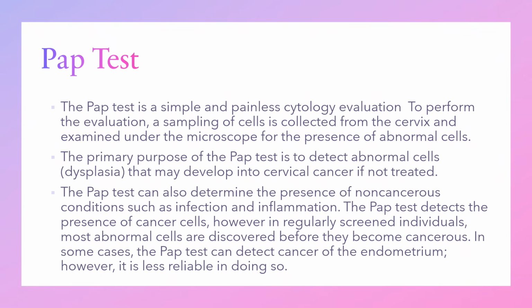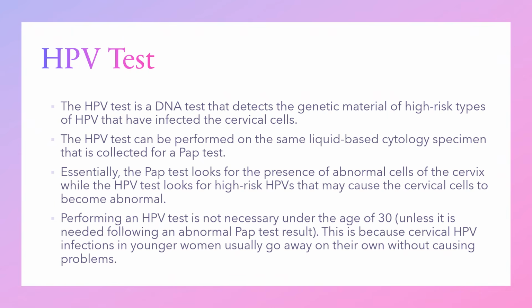The Pap test can also determine the presence of non-cancerous conditions such as infection and inflammation. The Pap test detects the presence of cancer cells. However, in regularly screened individuals, most abnormal cells are discovered before they become cancerous. In some cases, the Pap test can detect cancer of the endometrium. However, it is less reliable in doing so. And typically for your Pap smear or your Pap test, they're going to start doing it about the age of 21, and you're supposed to get them every 3 years or so.